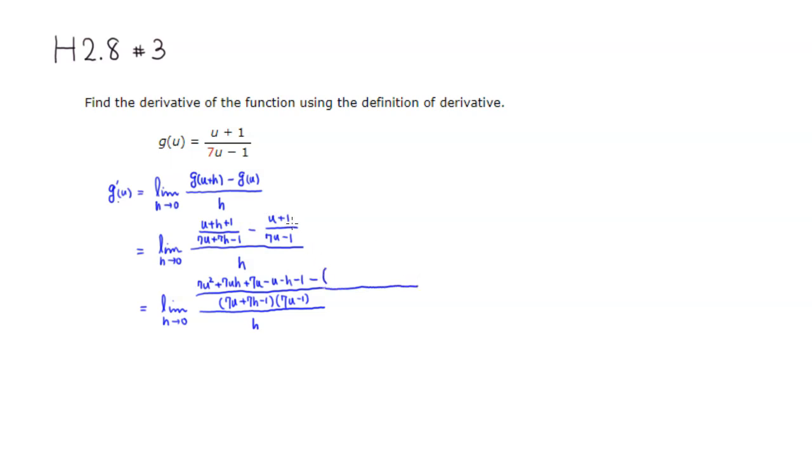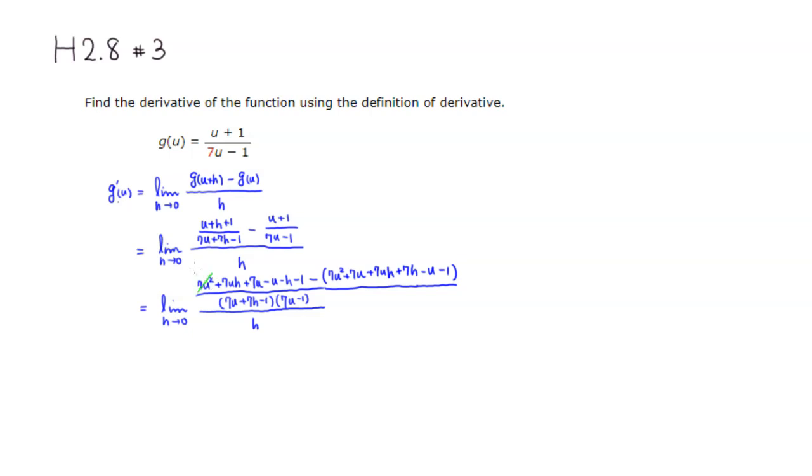Then we'd have to multiply the other numerator by the denominator in the first quotient. So I'm going to distribute the 7u. So you have a 7u squared, 7u, and distribute 7h, so you have 7u(h), and then plus 7h, and then distribute the negative 1, so it's a negative u minus 1. So let's clean it up.